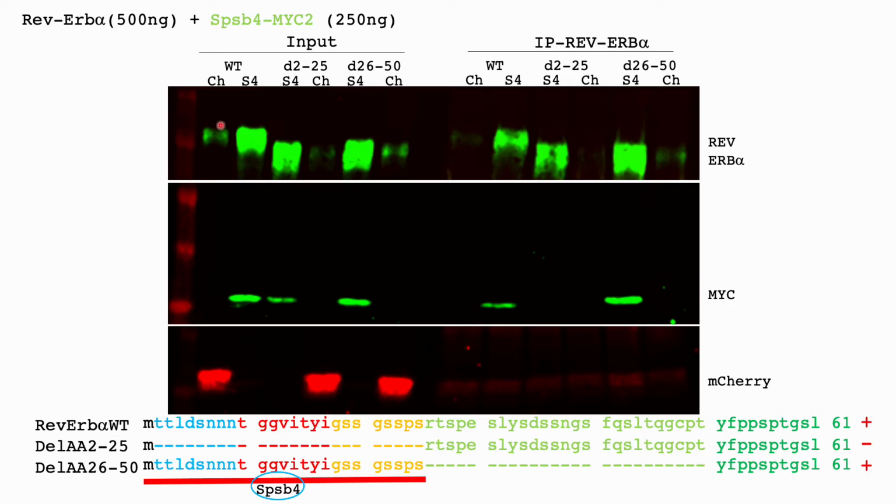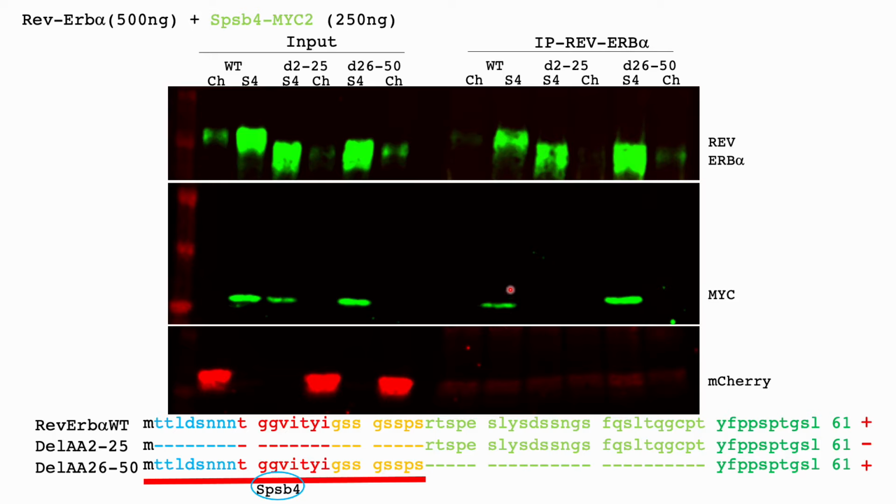This experiment tries to look at where on Webhub Alpha protein the ubiquitin ligase SP-SP4 will bind. Because of time, we just go through this data quickly. We immunoprecipitate Webhub Alpha, the wild type, or these two different mutants, which delete about 25 amino acids from the N-terminus. When you blot with anti-MYC antibody, you're looking at whether SP-SP4 can be brought down by Webhub Alpha antibody.